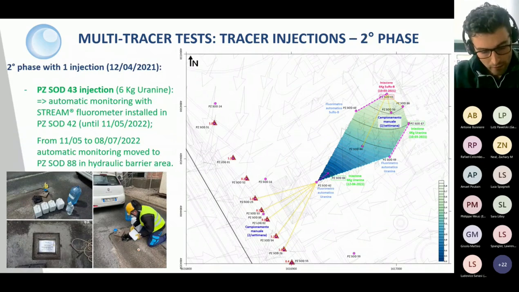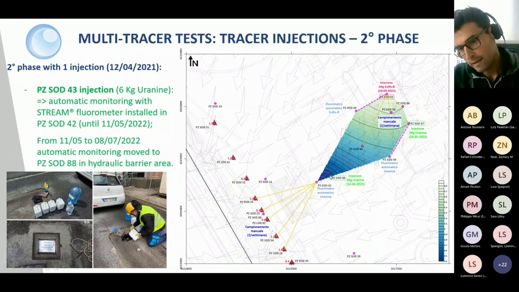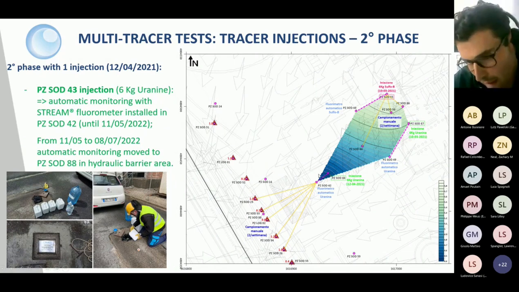About the second phase, concerning only a single injection in the PZ SOD 43 with 6 kg of uranine, we also installed automatic monitoring with the stream fluorometer in PZ SOD 42. You can see that the distance between SOD 43 and SOD 42 is not so much.